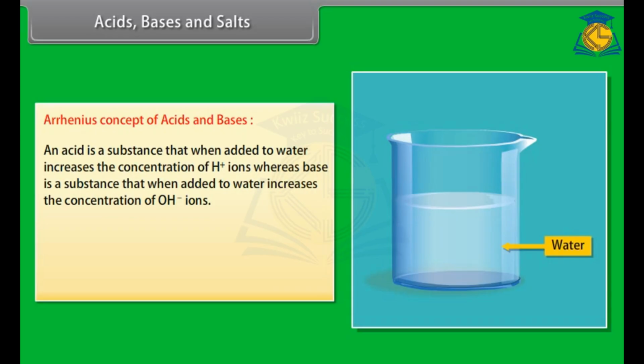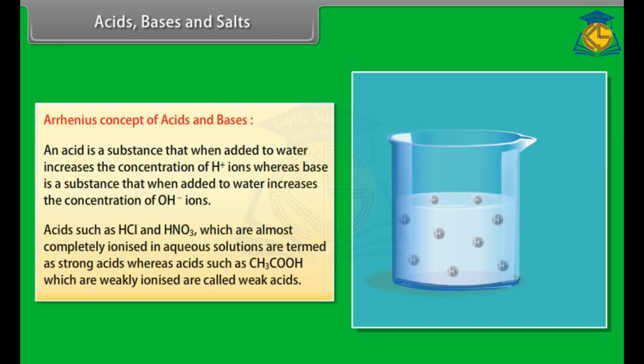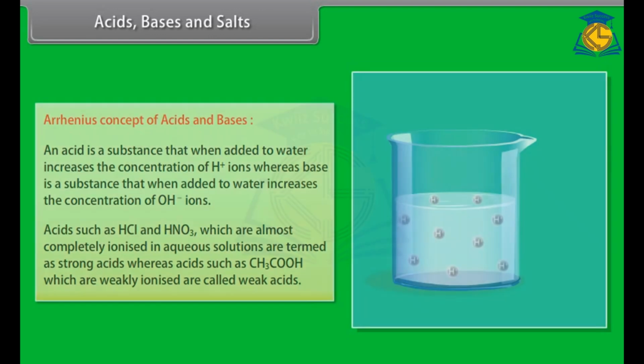An acid is a substance that when added to water increases the concentration of H+ ions, whereas base is a substance that when added to water increases the concentration of OH- ions. Acids such as HCl and HNO3, which are almost completely ionized in aqueous solutions, are termed as strong acids, whereas acids such as CH3COOH, which are weakly ionized, are called weak acids.